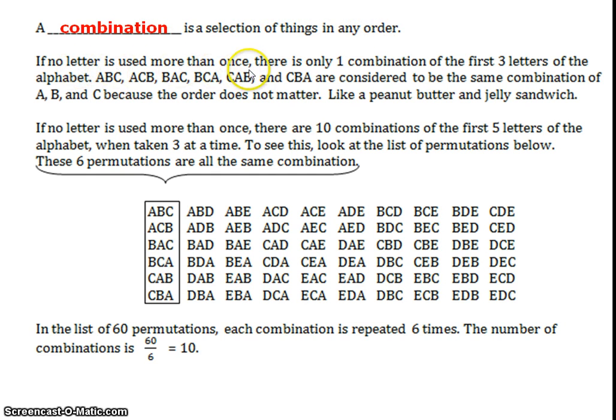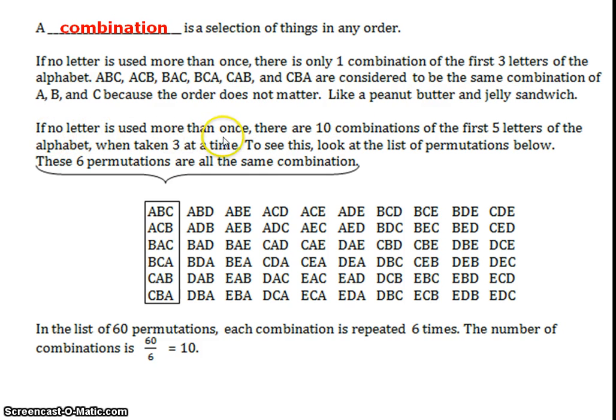If no letter can be used more than once, there's only one combination of the first 3 letters of the alphabet. ABC, ACB, BAC, BCA, CAB, and CBA. These are all considered to be the same combination of A, B, C because order doesn't matter. Kind of like a peanut butter and jelly sandwich.